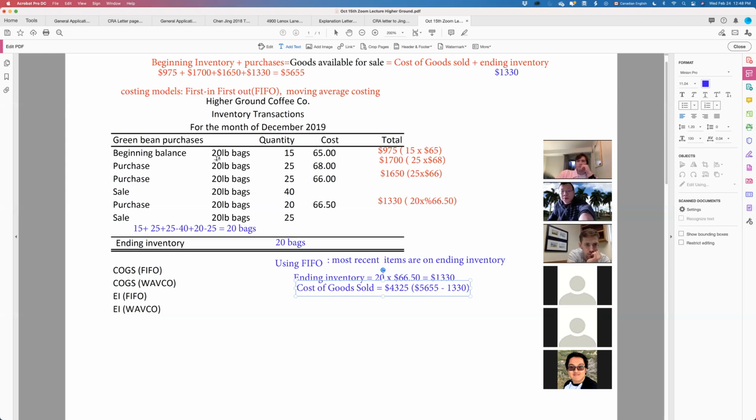So you can see this equation, right? I showed you this equation in the very beginning. Goods available for sale is 5,655, and that equals cost of goods sold plus ending inventory. Now I know my ending inventory is 1,330, so I use deduction to figure out the cost of goods sold is 4,325. Does this make sense?